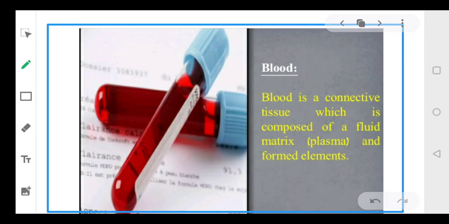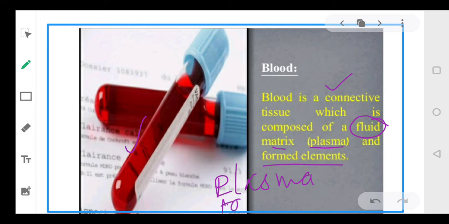Now have you seen your blood, dear students? Yes, you have seen. What is the color? Exactly, it is of red color. So blood basically is a connective tissue which is composed of the fluid matrix, that is plasma, and the formed elements. So blood is made up of two things: one is the plasma and second is the formed elements. Okay everyone?